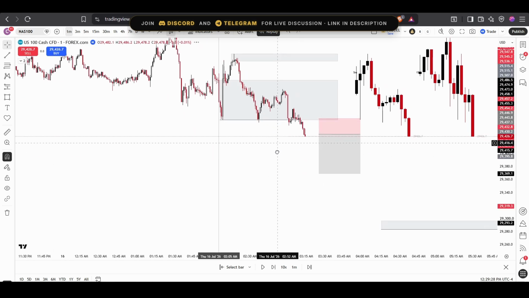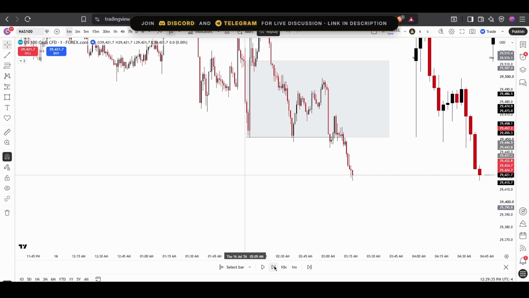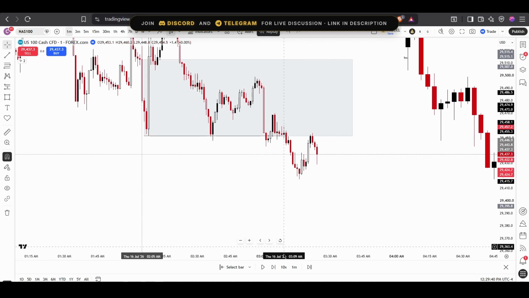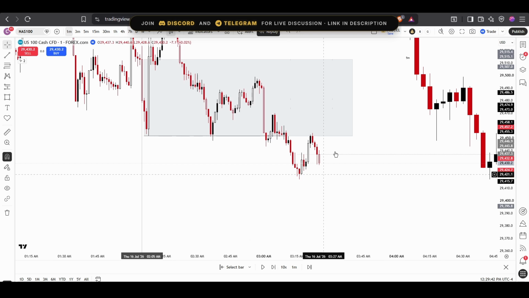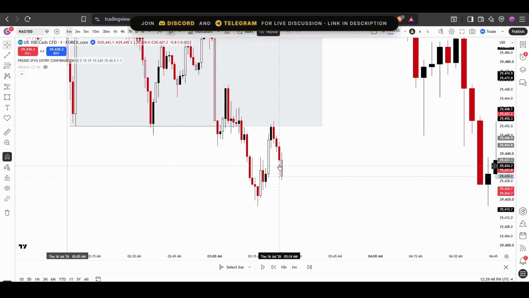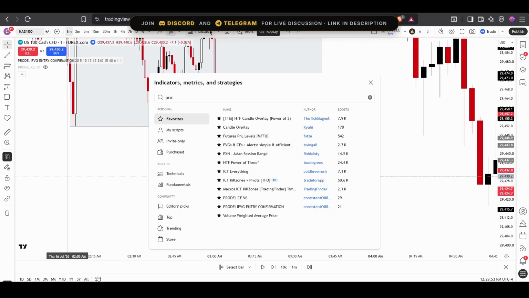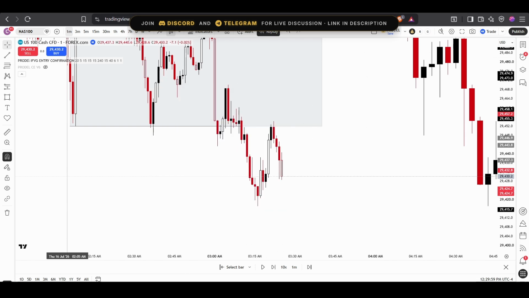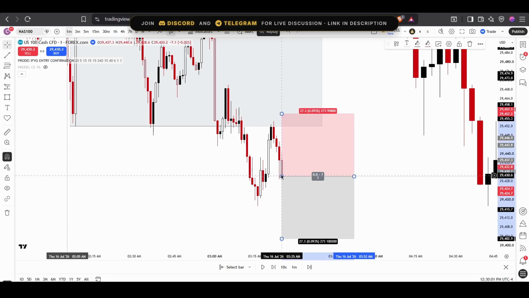If you see on the 1 minute, there is the breakup structure, and let's wait for the market to tap into our level. Here you can see it formed the inverse fair value gap. I created my own indicator which changes the color of the candle from the inverse fair value gap. You can just search in the indicators by typing in simple PRODEL, and you can add the IFVG confirmation indicator, and you can just take the trade here, and SL is at this point.